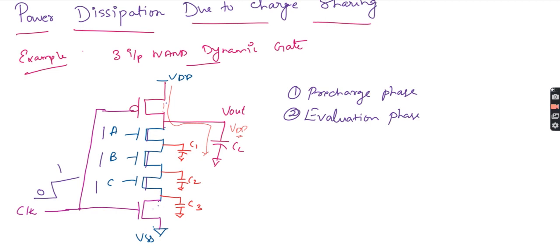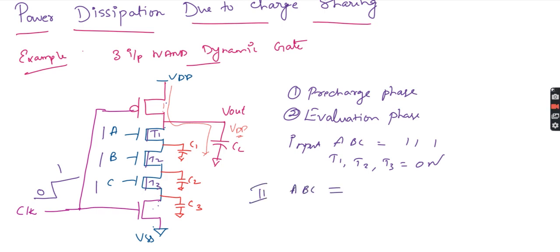Okay, the second case, what will be their input? First I applied the input ABC as 1, 1, 1, then I will get Vout equal to 0. Or I will say transistor T1, this is T1 or Q1, this is T2, this is T3. Due to that, T1, T2, T3 are all on during the pre-charge phase. During the evaluation phase it will try to discharge, and we will get Vout equal to 0.